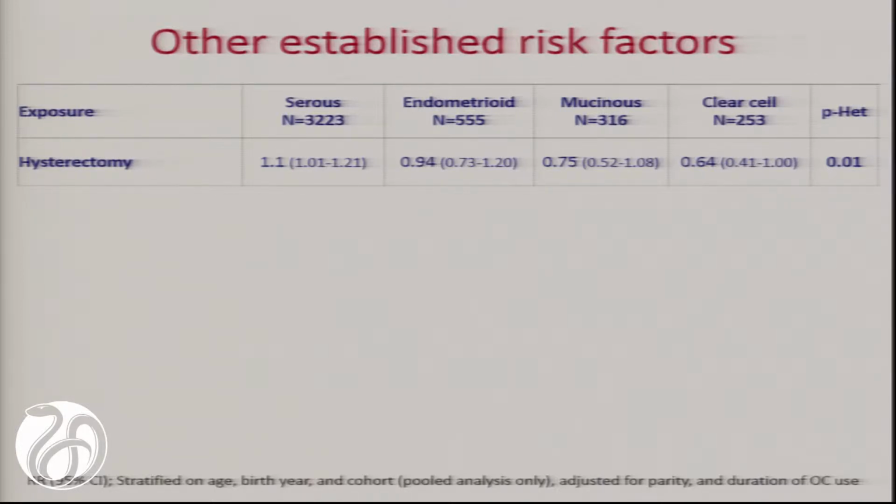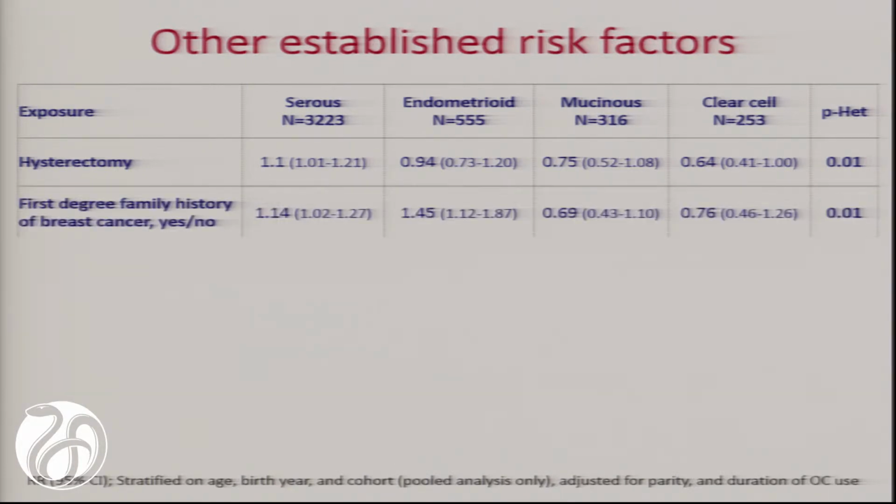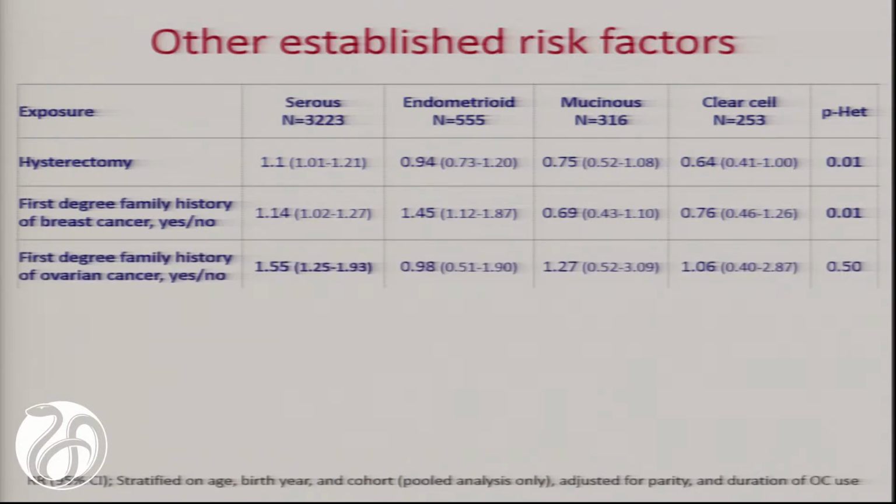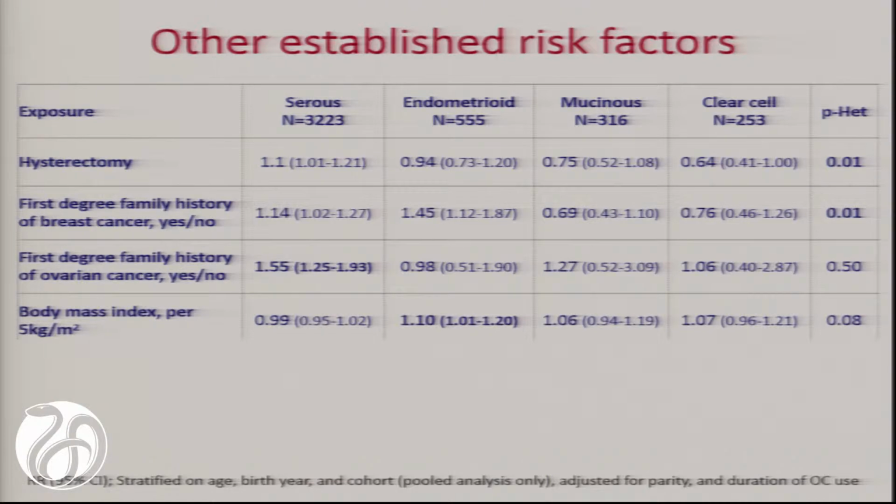So the first slide was the hormonal reproductive risk factors. This is other established risk factors like hysterectomy, again, most strongly associated with clear cell cancers, where it appears to be protective. Then family history of breast cancer, strong association with endometrial cancer and somewhat with serous, not the other subtypes. Ovarian cancer, most strongly associated with serous cancers, as we heard before. That makes a lot of sense, but not so much with the other types.